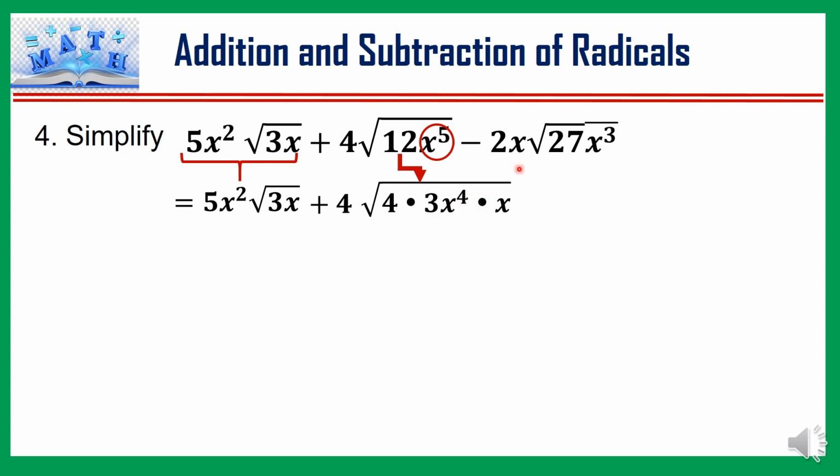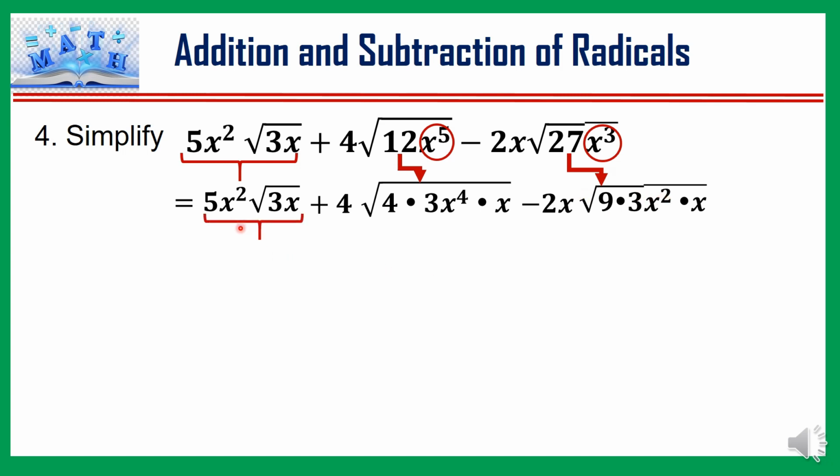So, next, copy negative 2x or minus 2x. And then, factor out the 27, magiging 9 times 3. And then, meron din akong x cubed. Pa-factor ko rin sa x cubed, magiging x squared times x. Kaya naging x squared kasi at 2 ang index ko, so divisible siya sa 2.